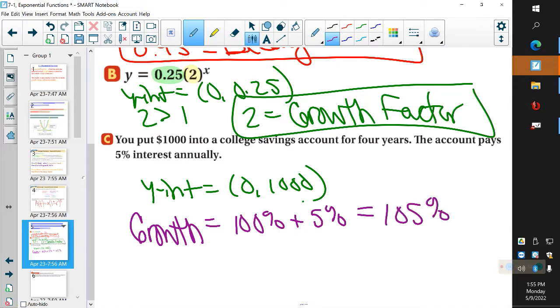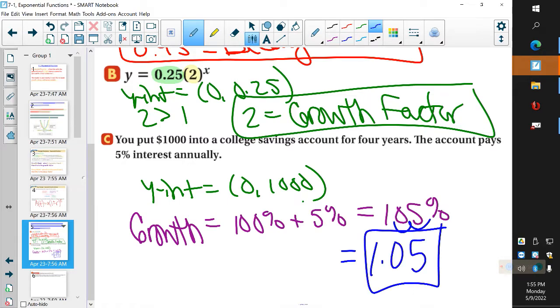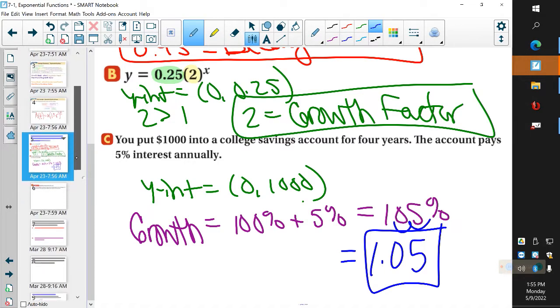105%, and then we are going to get that out of percent, and our decimal is here, so we're going to move it to the left 2 units to give me what is my total growth factor? 1.05. Does that make sense? Okay? All right, let's keep on rolling.